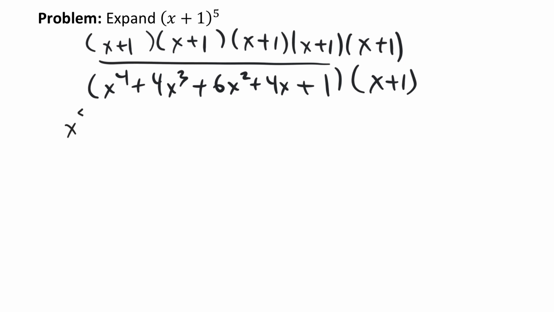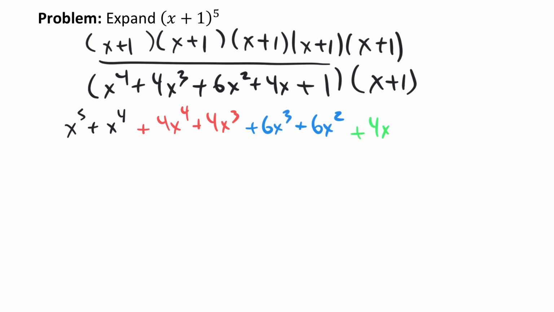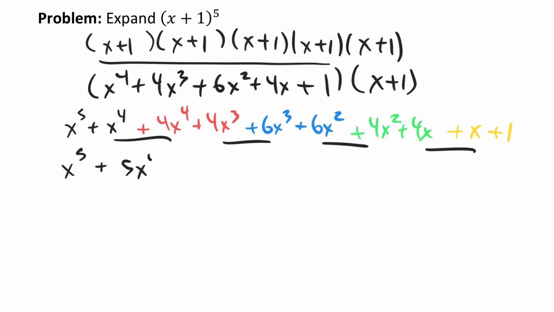So we get x to the 5, x to the 4, 4x to the 4, 4x to the 3, 6x to the 3, 6x to the 2, 4x squared, 4x, x plus 1. Now again, we group these terms, these terms, these terms, these terms. X to the 5, 5x to the 4, 10x to the 3, 10x to the 2, 5x plus 1.